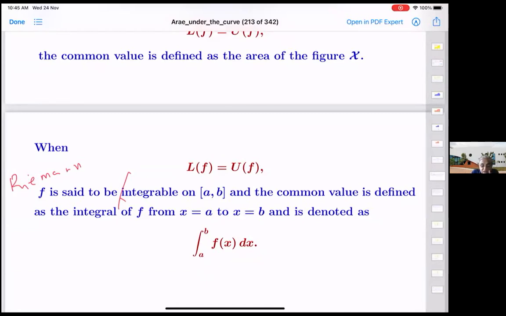There must be other notions of integrability. Okay. So indeed, integration is an old problem. Finding areas is an old problem, and there have been attempts by different people to develop a theory about integration.